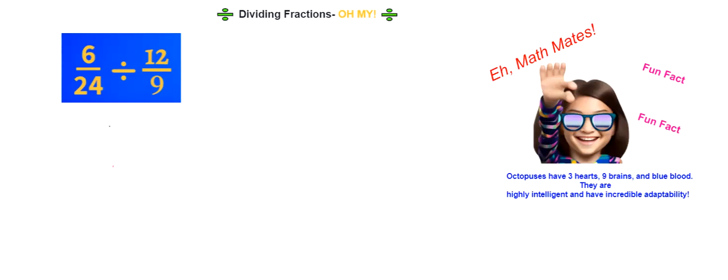Fun fact, math mates, octopuses have 3 hearts, 9 brains, and blue blood. They are highly intelligent and have incredible adaptability. If you didn't know it, now you do.